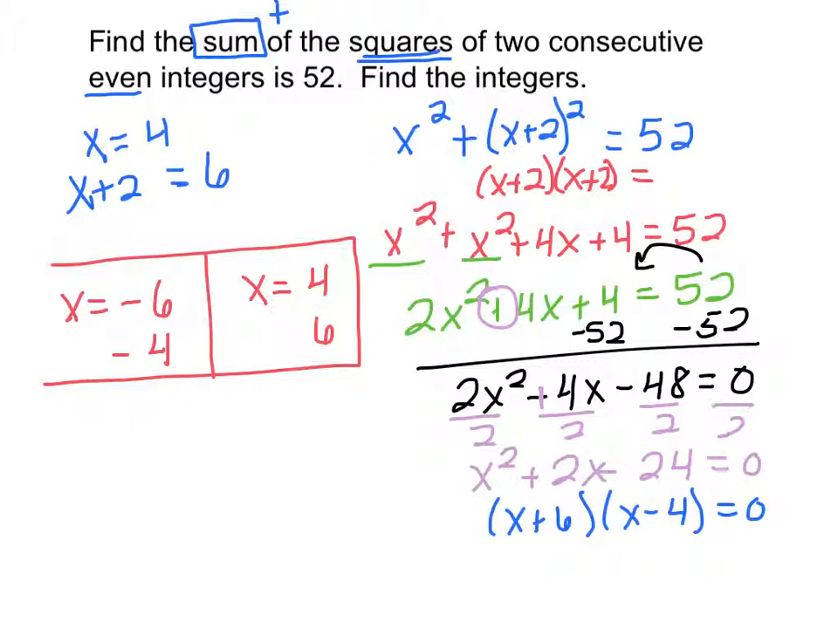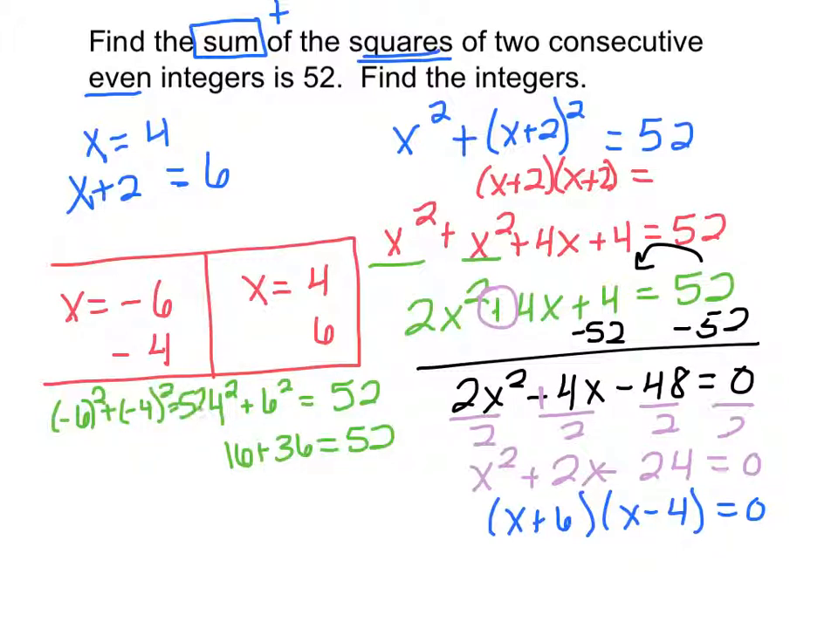It says the sum of the squares. So what I'm doing is taking 4 squared plus 6 squared, and that should equal 52. Well, 16 plus 36 does equal 52. Same thing over here if I use parentheses: negative 6 squared plus negative 4 squared equals 52. When I simplify that, I get the same thing.